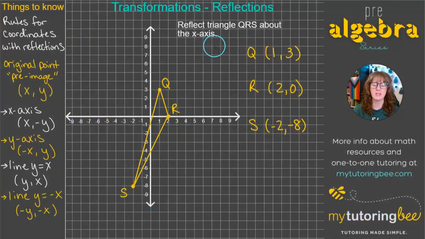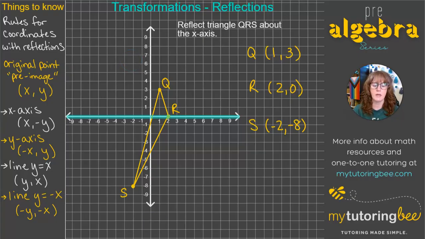All right, with reflections, there are a lot of different ways that we might be asked to reflect an image. So in this first example, we are being asked to reflect triangle QRS about the x-axis. The x-axis is this horizontal axis here. When we are asked to reflect across the x-axis, anything above the x-axis is going to be reflected down to underneath the x-axis, and anything that's already underneath is going to be reflected up on top.